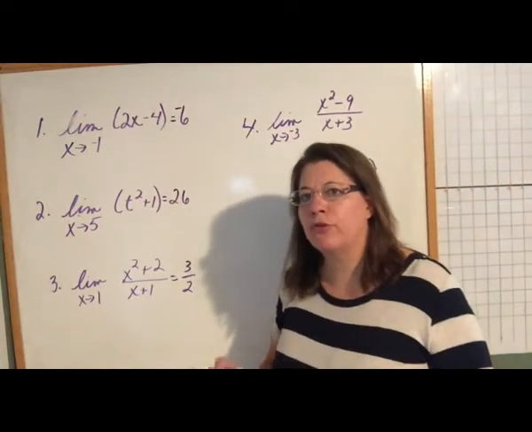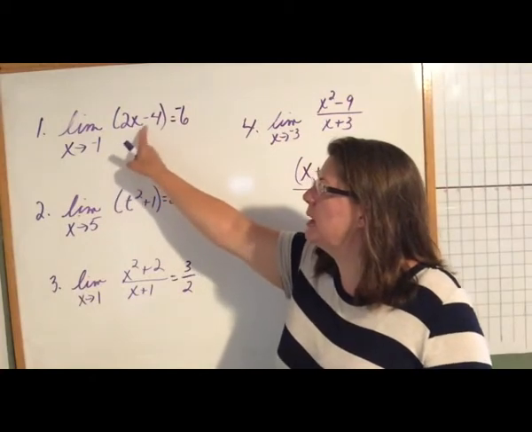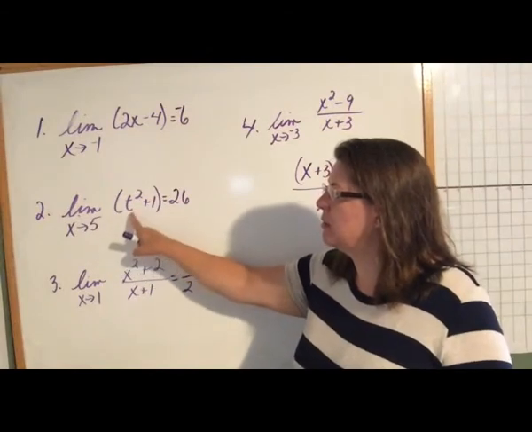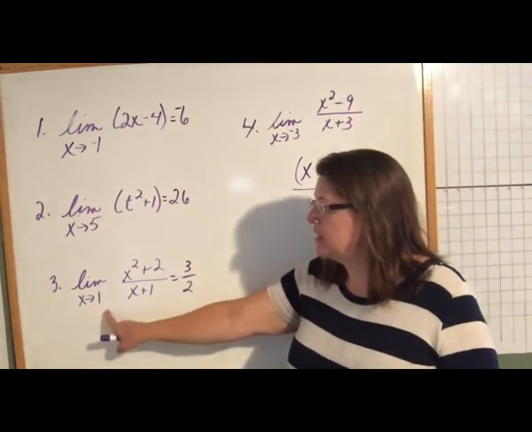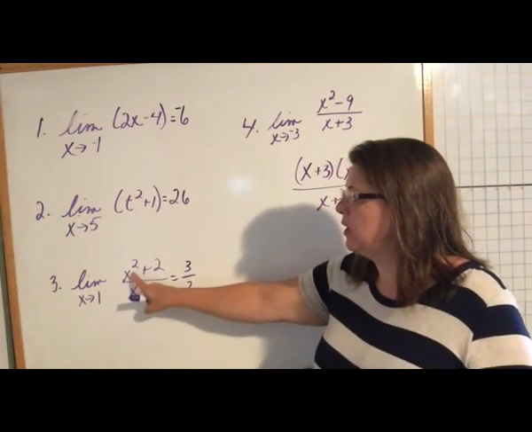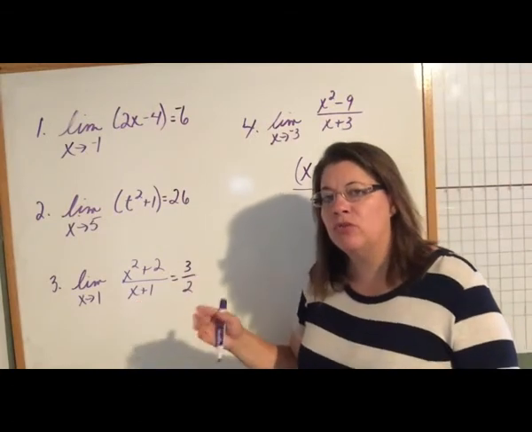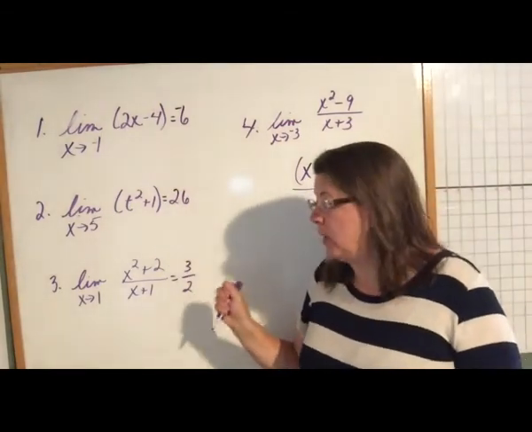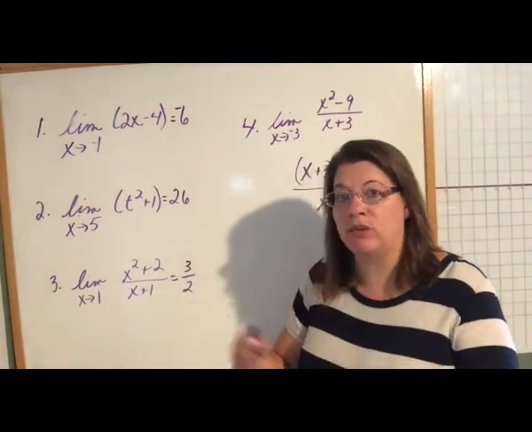Okay, I've got the answers for the first 3 up here. If I just do direct substitution with the -1, 2 times -1 is -2, minus 4 is -6 for the first one. In the second one, if I plug 5 in, 5 squared is 25, plus 1 is 26. And then as the limit as x approaches 1 here, if I plug 1 directly in, 1 squared is 1, plus 2 is 3, over 1 plus 1 is 2, so you end up with 3/2. So there's no reason to think that we all automatically have to have whole numbers or integer answers. In fact, it's probably more common to have fraction answers in the whole scheme of things.